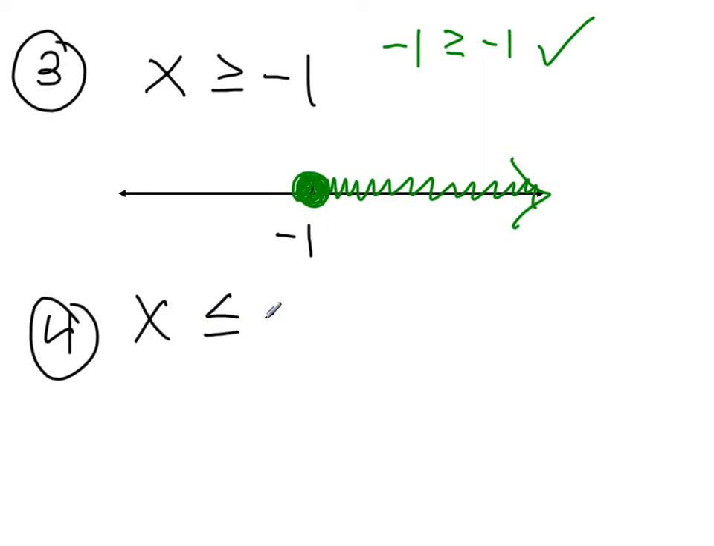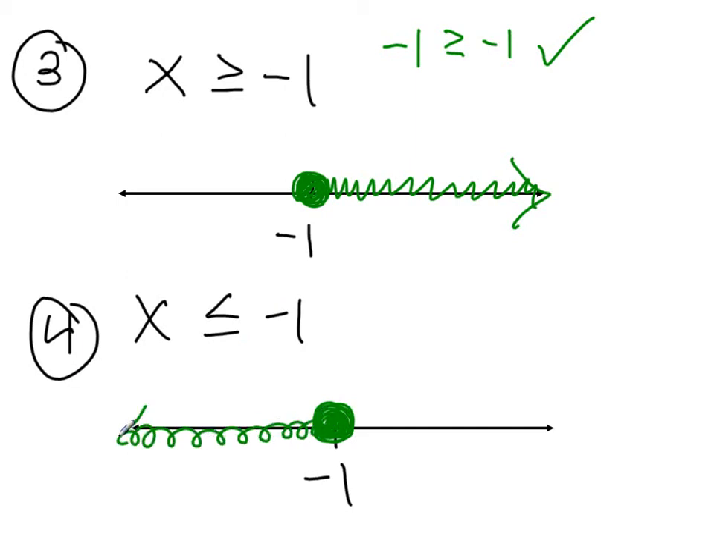And we could try the same deal for the reversed version. X is less than or equal to negative 1. We draw our number line. Negative 1 is the center of our focus. And sure enough, negative 1 does work, so we'll shade it in. It's included in our possible solutions, and it's everything smaller. So we go to the left.